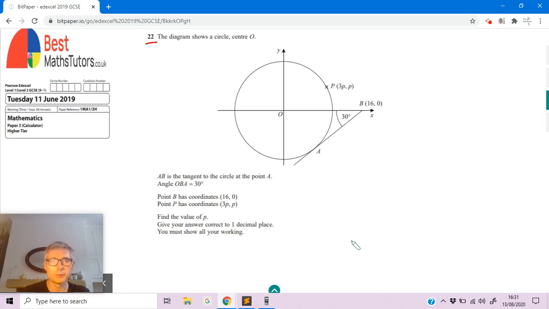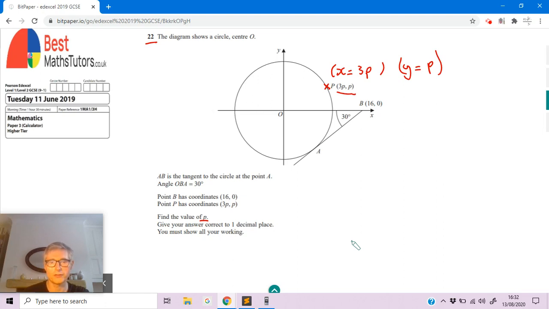So here we've got a question which involves a circle with a tangent. What we've got to do is find the coordinates of a point on this circle. We've got to find the value of P, and we can see that P is a point on the circumference of this circle, and the coordinates are that x is equal to 3P and y is equal to P. So they're our x and y coordinates there.